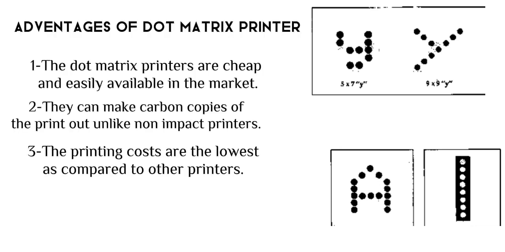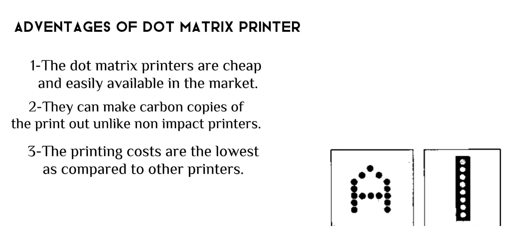Advantages of dot matrix printer. Dot matrix printers are cheap and easily available in the market. They can make carbon copies of the printout, unlike non-impact printers. The printing costs are the lowest as compared to other printers.